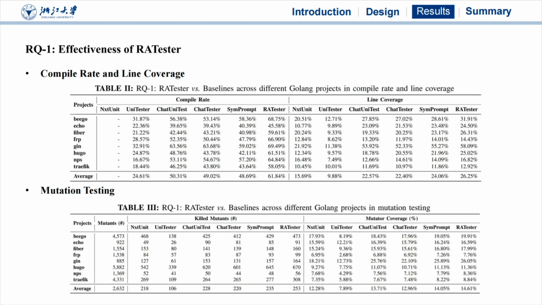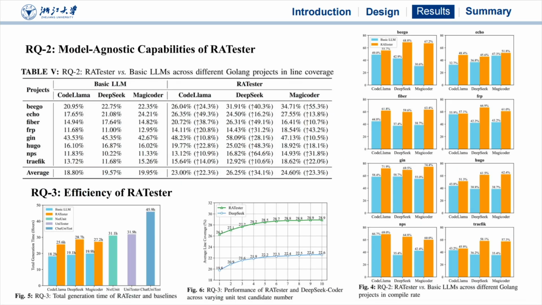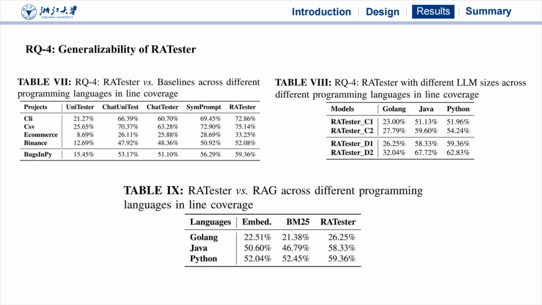The first one is effectiveness of RATester. Our method achieves the highest compile rate and line coverage, and also detects the most bugs in mutation testing. RQ2 demonstrates the model-agnostic capabilities of RATester, showing that our method consistently delivers strong performance across a diverse range of large language models. RQ3 and RQ4 evaluate the efficiency and generalizability of RATester, respectively.